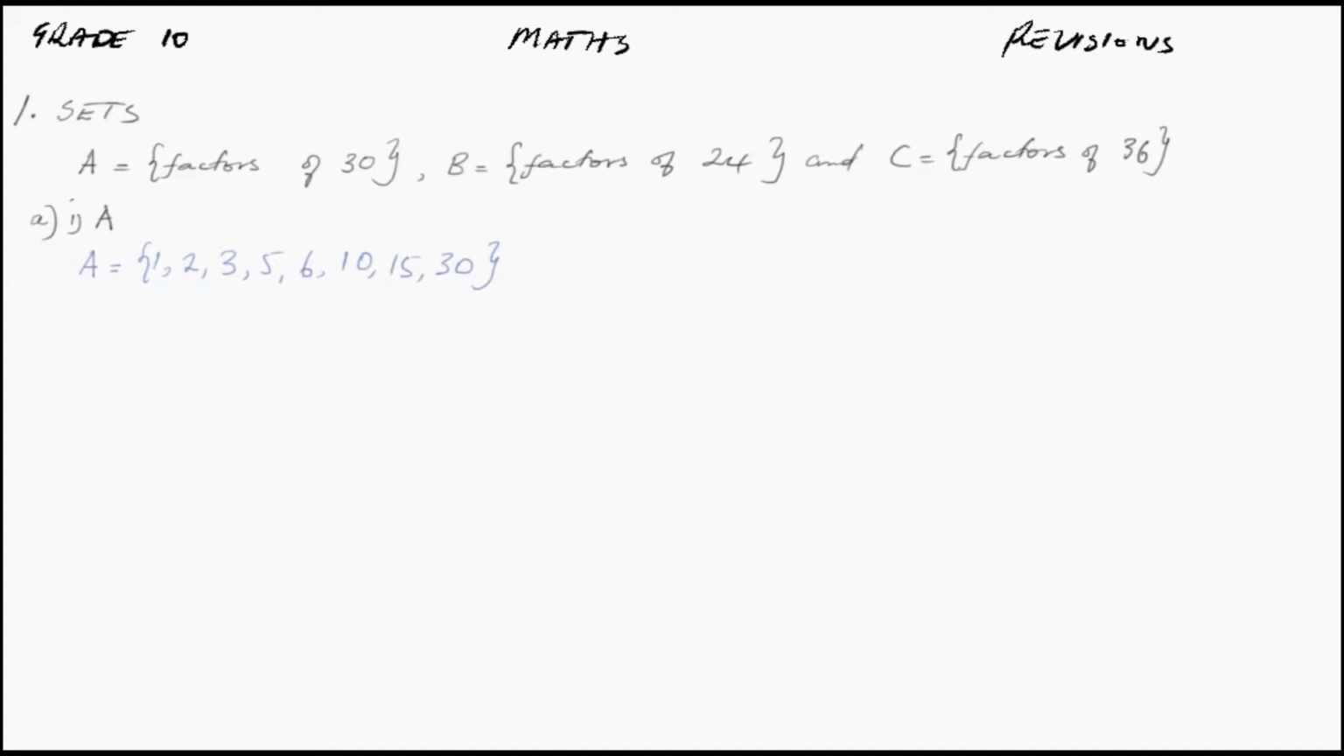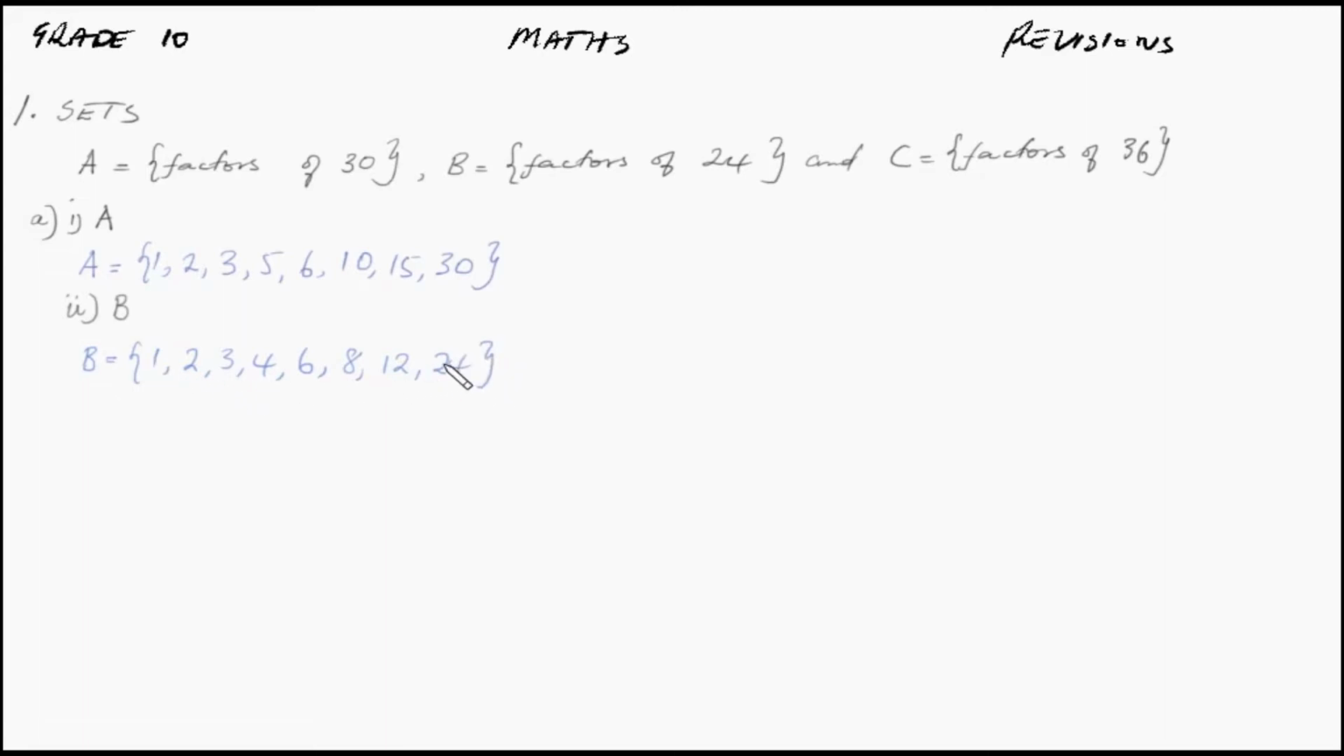Roman figure 2. The elements of set B. Okay. So you will say set B, the set of factors of 24: 1, 2, 3, 4, 6, 8, 12, okay, 24.